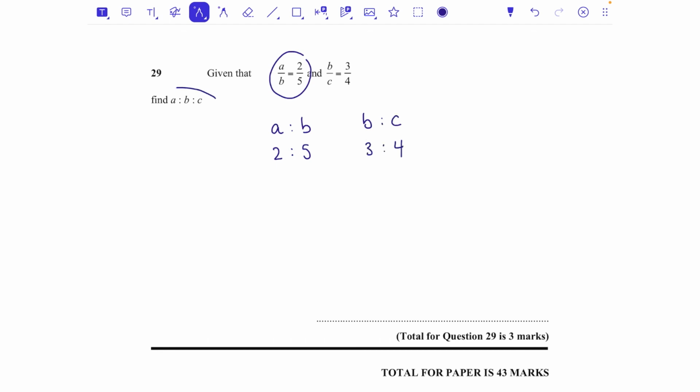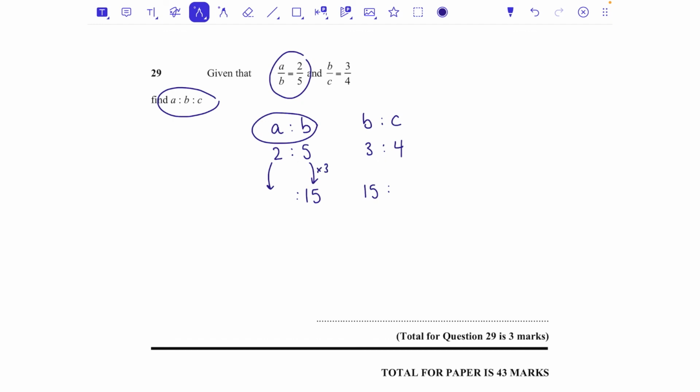Now, if I want to combine these ratios and put them together, I really need the B's to be the same number. At the minute, I'm saying for every 2 of this, I've got 5 of these, and for every 3 of these, I've got 4 of these, which isn't very helpful when the B's are different. So I'm looking for a number that's in the 5 times table and the 3 times table, and that would be 15. You could go bigger, but you don't need to. Whatever you've done to this side, you need to do to the other side to keep this ratio equivalent.